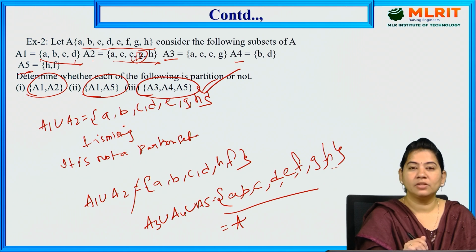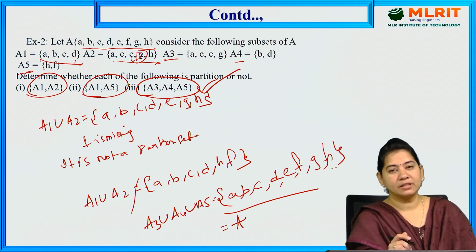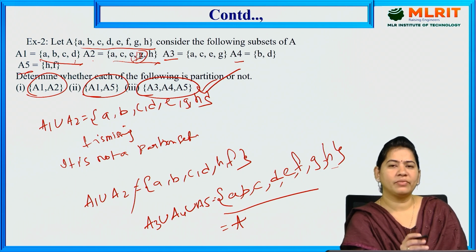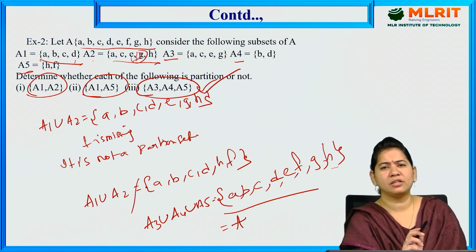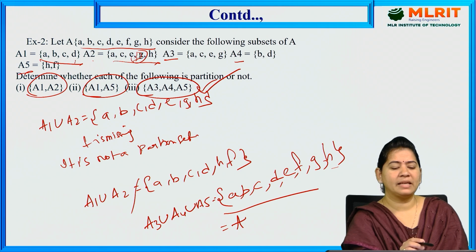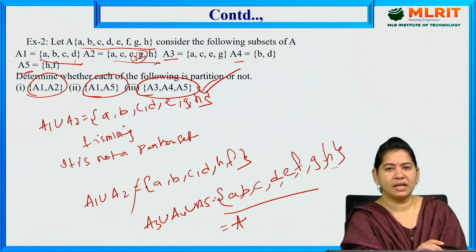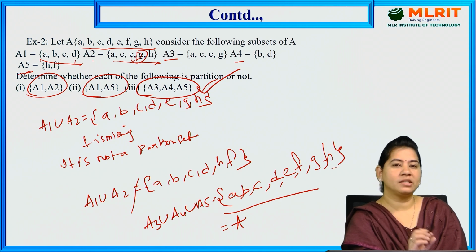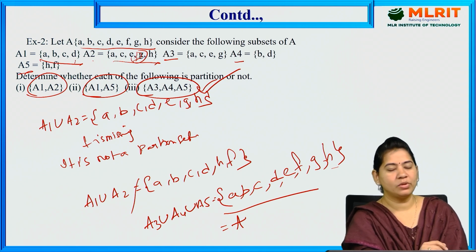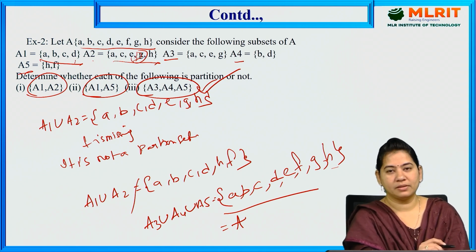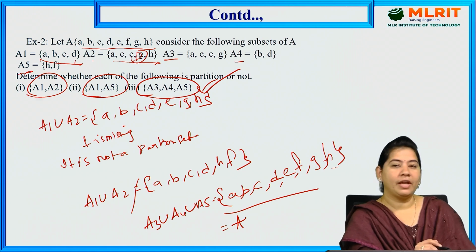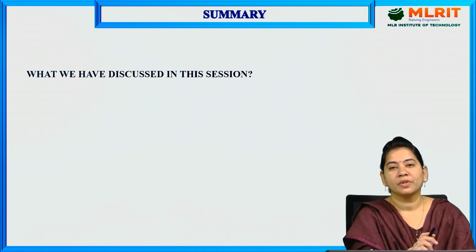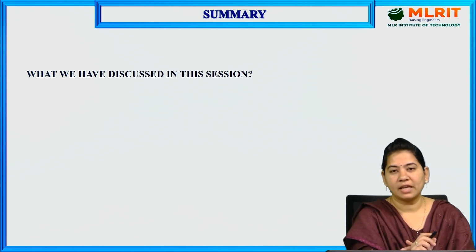So like this you can find out. Sometimes they will give partitions like this and ask to verify whether those are partitions or not. Sometimes they will give only the original set, and based on this we have to find out which subsets make a partition set and which subsets make a covering set. So like this, we have to solve problems on covering set, partition set, and also equivalence classes.